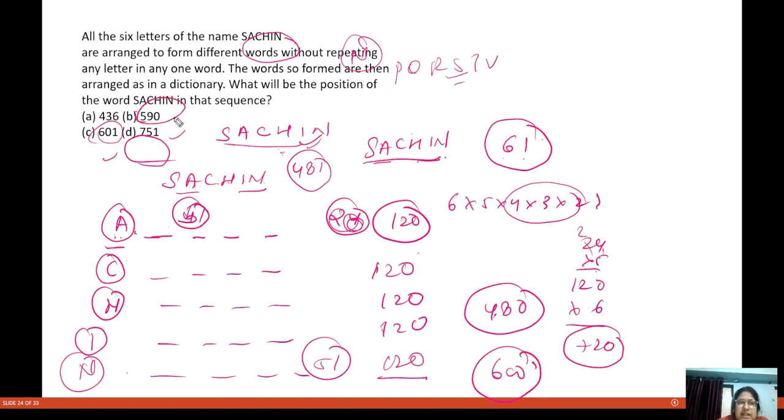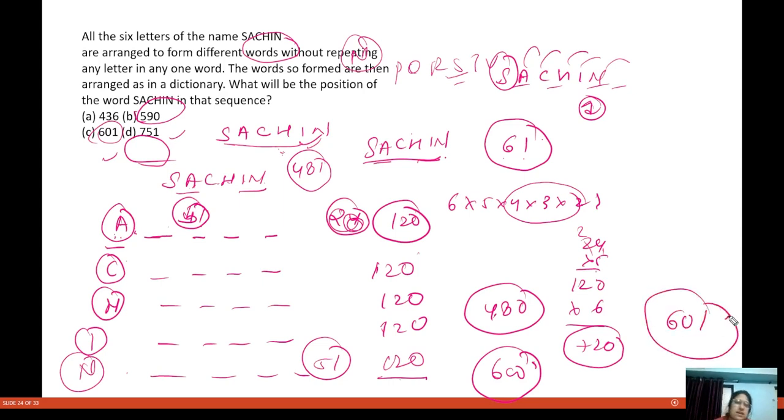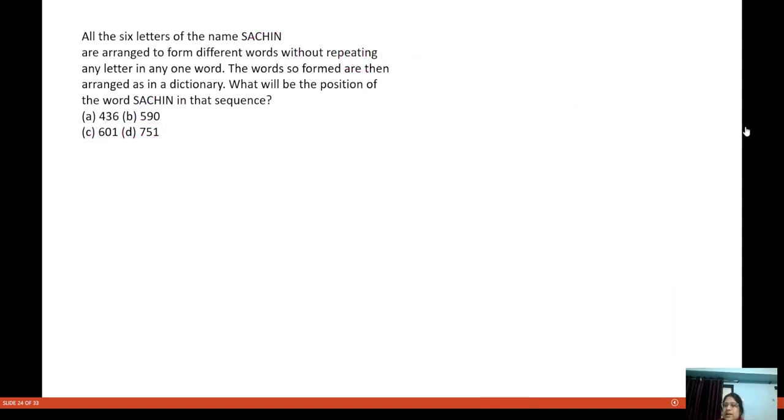Now this is Sachin. If you see, Achin is in alphabetical order only, because A will come, then C will come, then H will come, then I will come, then N will come. So Sachin will be the first word of the words that start from S. So you will get how many words? 601 words. So the position of Sachin will be 601. I hope you understand this thing.